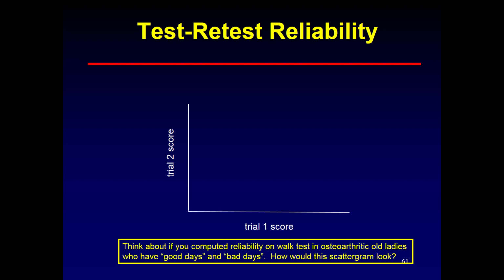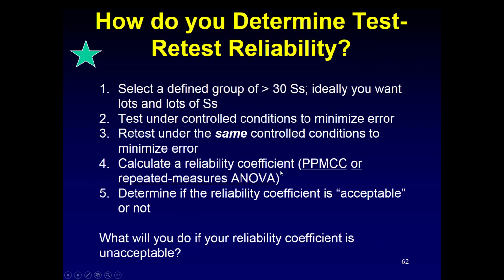Similarly, if you had old ladies who were osteoarthritic and they come in and test, trial 1 to trial 2, we're going to have very poor reliability. We're going to have poor reliability because one day they come in and they say, oh, I'm doing great. Another day they say, oh, I got pains in my knees and my back. So they're not going to perform as well. These dots might be all over the place in an osteoarthritic older adult group.